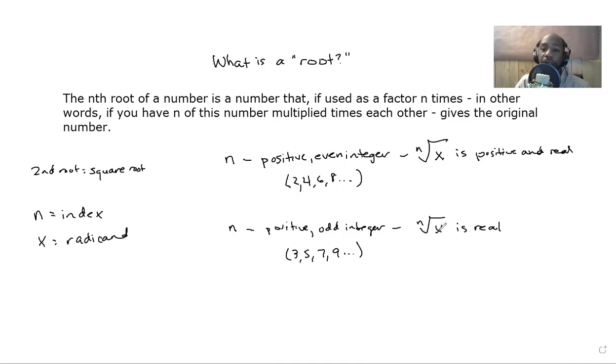All that really means is this number x can be a negative number, and you still get something that is not imaginary when you take the nth root of the negative number. Let me put it to you this way.